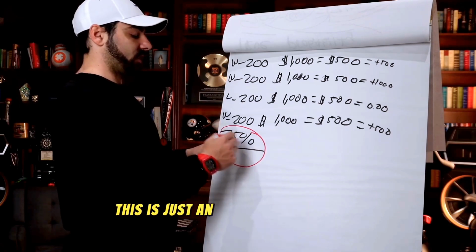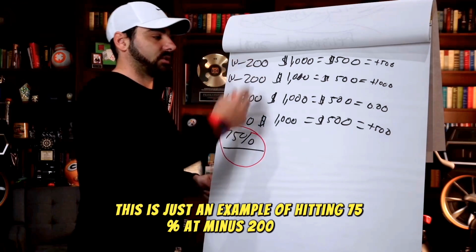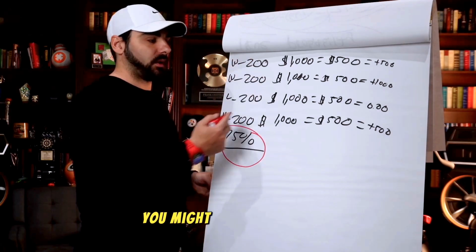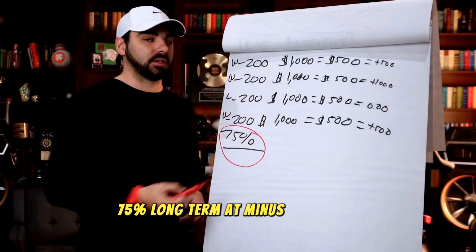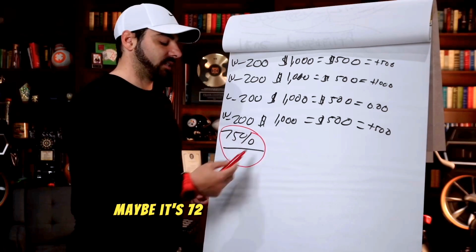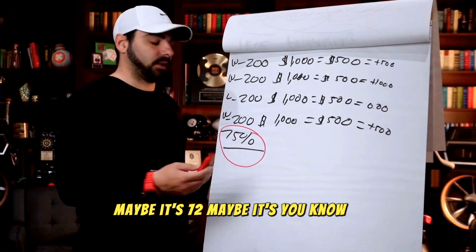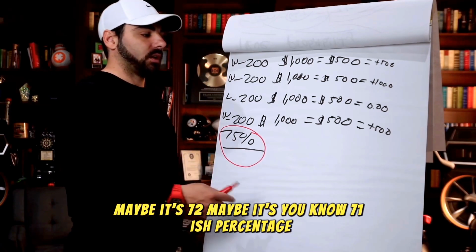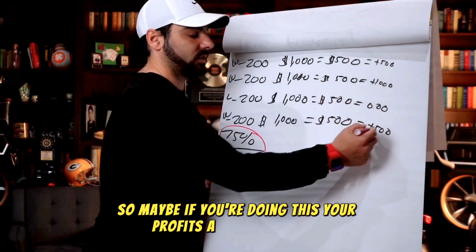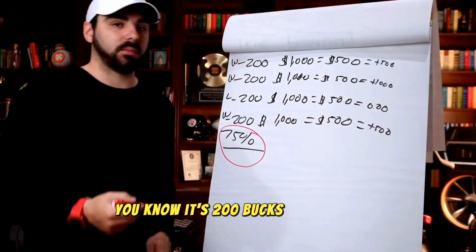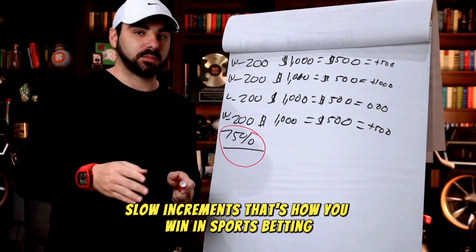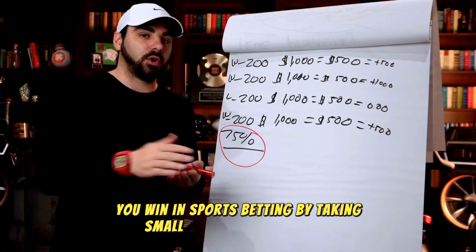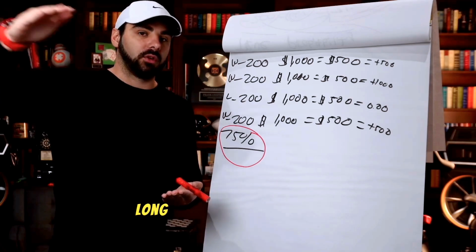This is just an example of hitting 75% at minus 200. You might not exactly clear 75% long term at minus 200 plays across the board. Maybe it's 72, maybe it's 71-ish percent. So maybe your profit's a little bit lower, you know, $200, $300, but it's slow increments. That's how you win in sports betting. You win in sports betting by taking small wins and adding them long term.